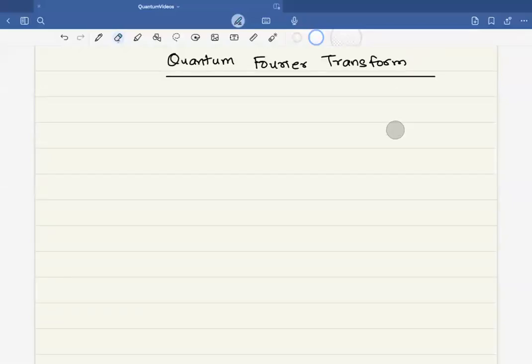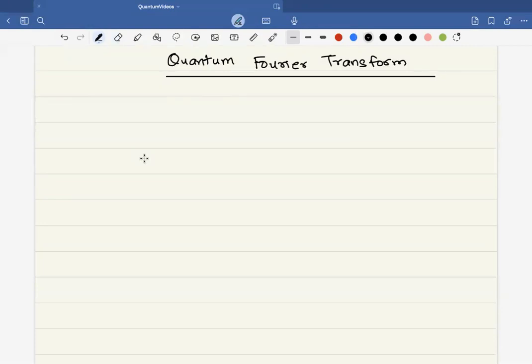Okay, so in this video, we'll talk about the quantum Fourier transform and essentially tell you why it is more efficient than the classical Fourier transform. So we'll try to look at a lemma that makes this efficiency possible. So let's dive right into it.